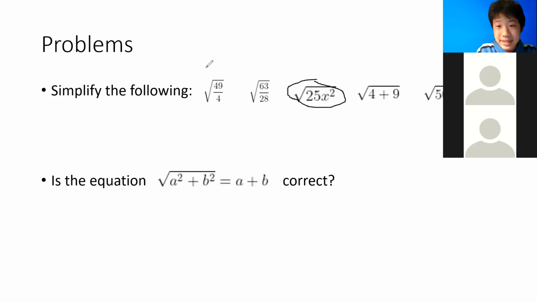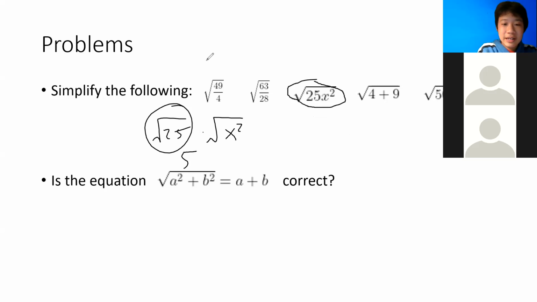Now for this one, we're going to first split this up. We'll take the 25, put that in its own square root, and we'll take the x squared and put that in its own square root, because we're using multiplication here. So we can actually split these up. If we simplify this side, we'll have 5. On this side, the x squared will cancel out with the square root. We'll just have a normal x. And that's our answer, 5 times x.